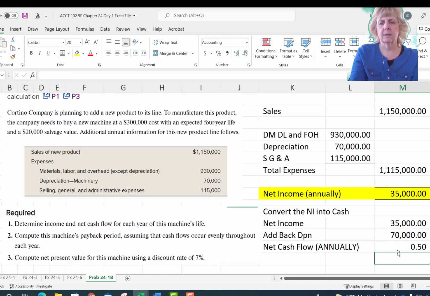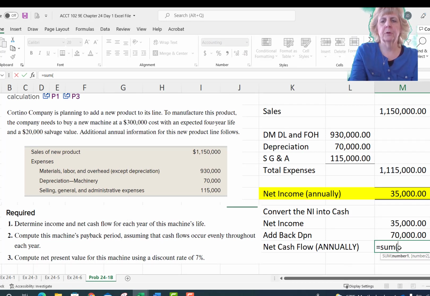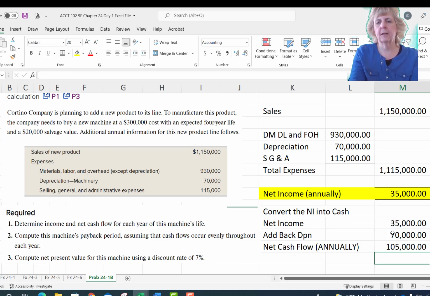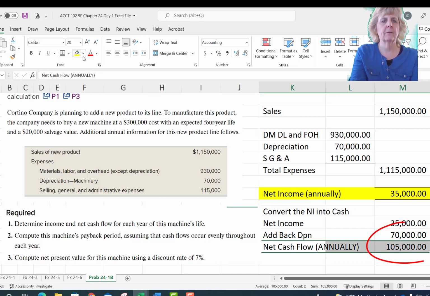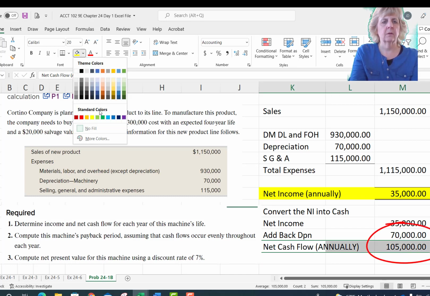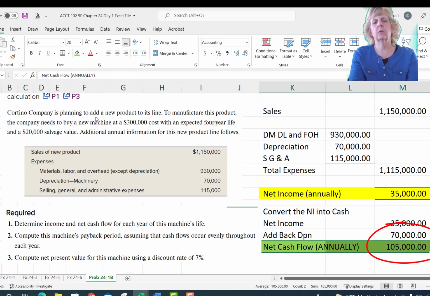In this case, sorry, I think I multiplied those instead of adding them. Give me one more second. Okay. Fingers are getting tired at the end of the day. There we go. Net cash flow is $105,000. Okay, so we've fulfilled the requirements of number one.